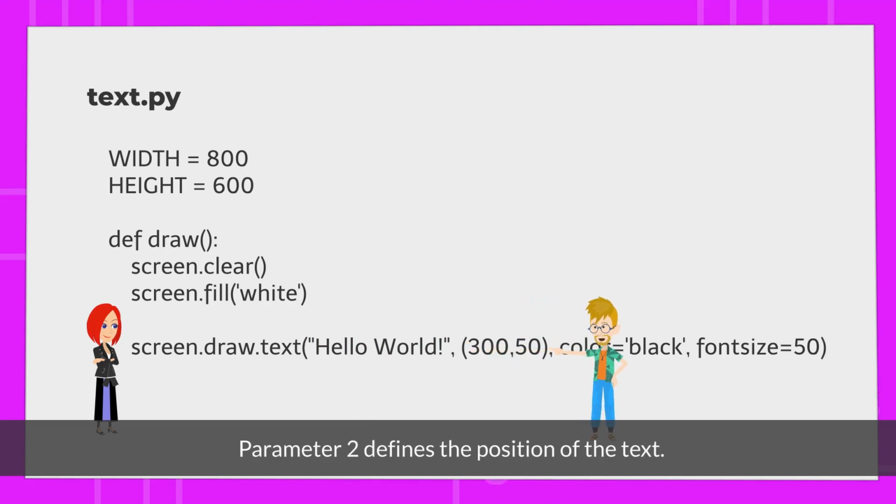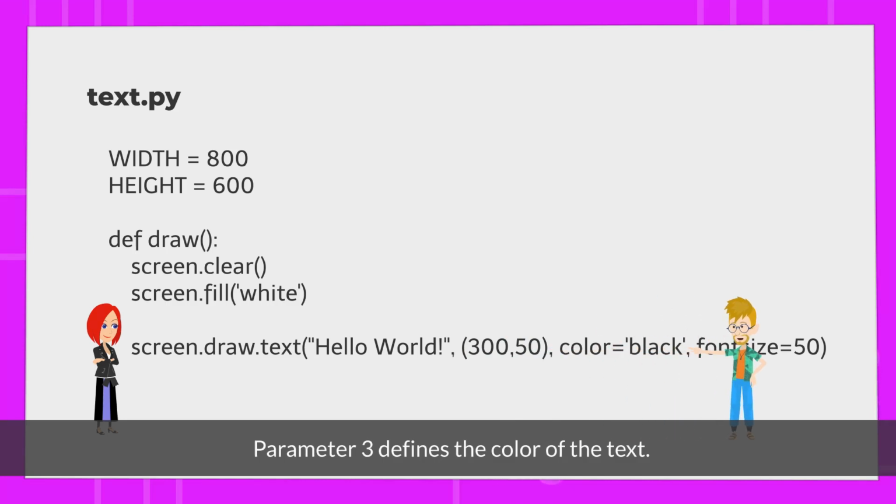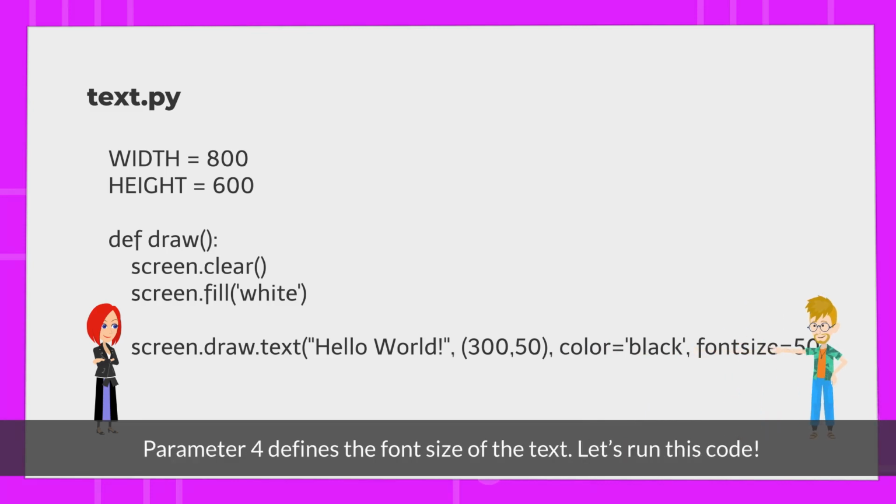Parameter 2 defines the position of the text. Parameter 3 defines the color of the text. Parameter 4 defines the font size of the text.